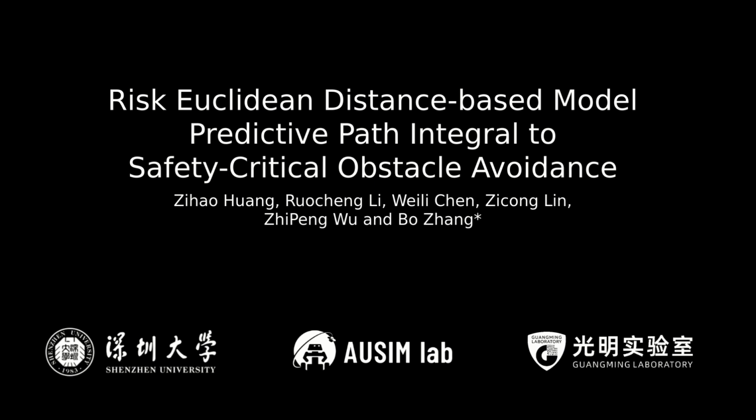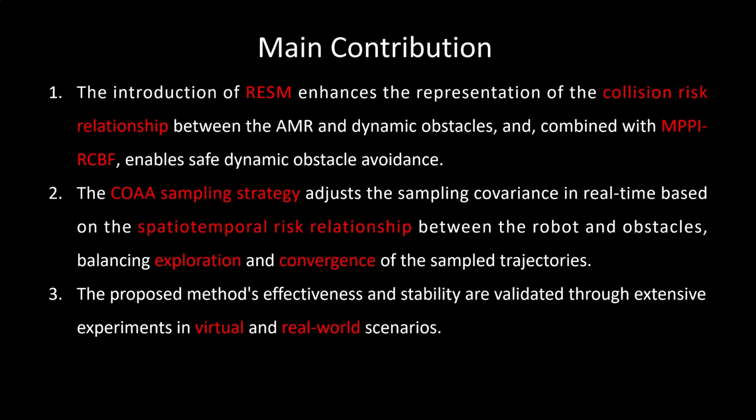In this manuscript, we present Risk Euclidean Distance-Based Model Predictive Path Integral, named RESM-MPPI. Our core contribution is threefold. First, a Risk Euclidean Distance Safety Metric enhancing dynamic collision assessment. Second, MPPI with risk control barrier functions ensuring safety constraints. Third, Control Obstacle Avoidance Annealed sampling, adaptively balancing exploration and convergence trade-offs.